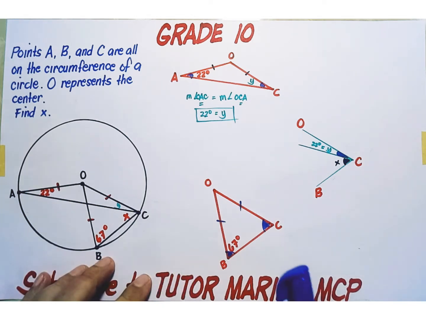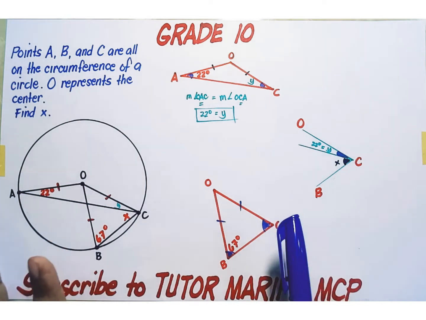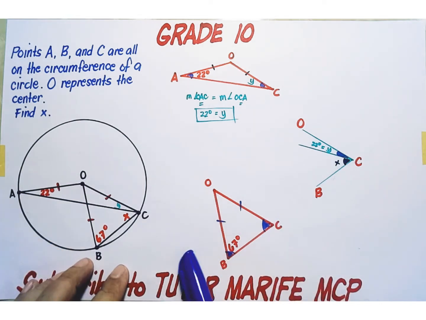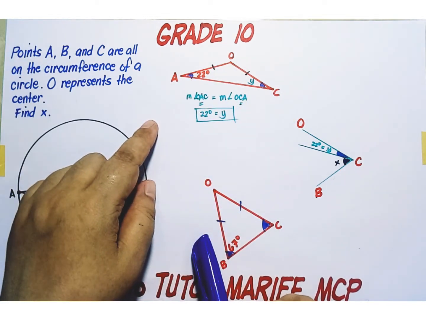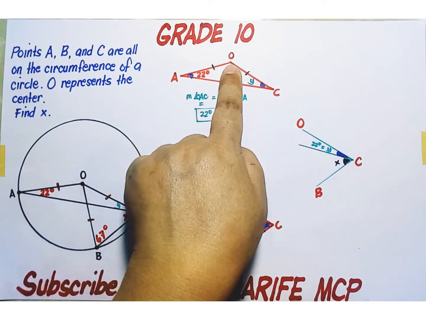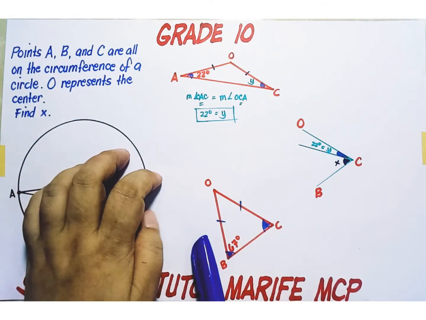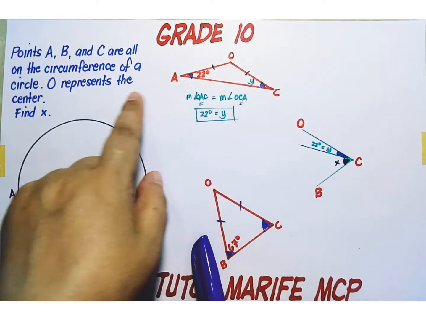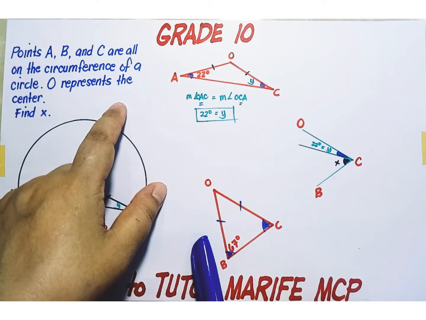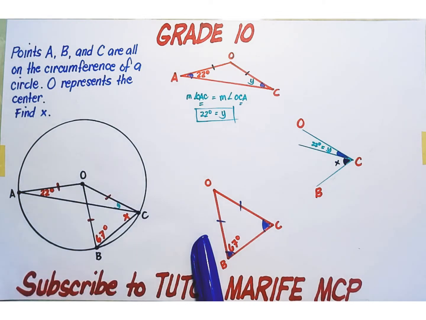Next, let's consider the properties of an isosceles triangle. An isosceles triangle is a triangle with at least 2 equal sides. In this case, our triangle AOC has 2 equal sides. The 2 equal sides are sides OA and OC. Another property of an isosceles triangle states that the angles opposite the 2 equal sides are also equal, and those angles are called base angles of an isosceles triangle.